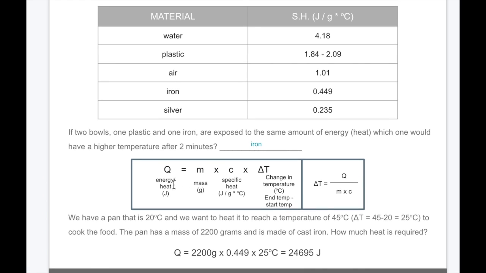Using the equation, Q equals M, our mass. Our mass is 2,200 grams. Here I have it written out. Times our specific heat. If we look at the chart here, the specific heat for iron is 0.449, so I plug that in here. Times our change in temperature, which we already calculated in the problem, so it's 25 degrees Celsius. We multiply all those together and you should get 24,695 joules.